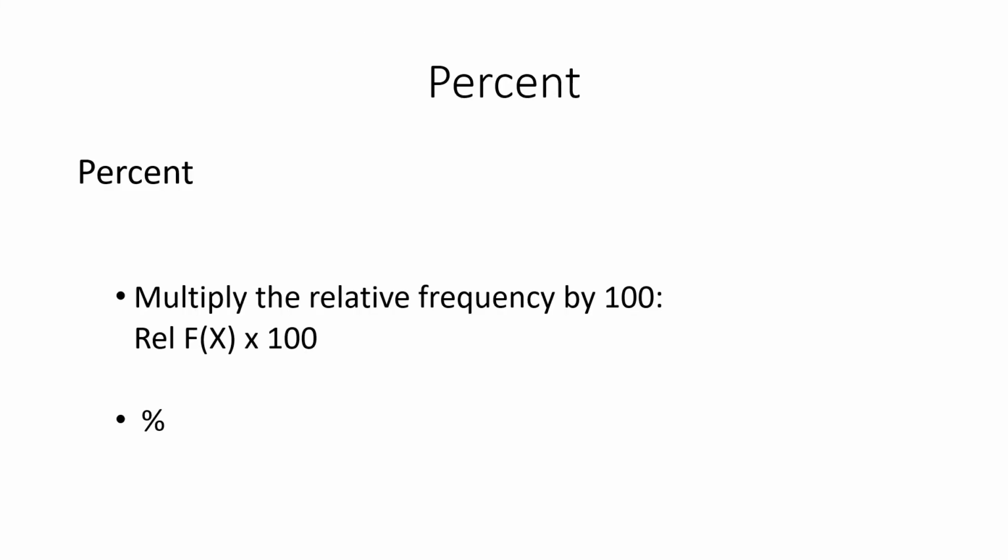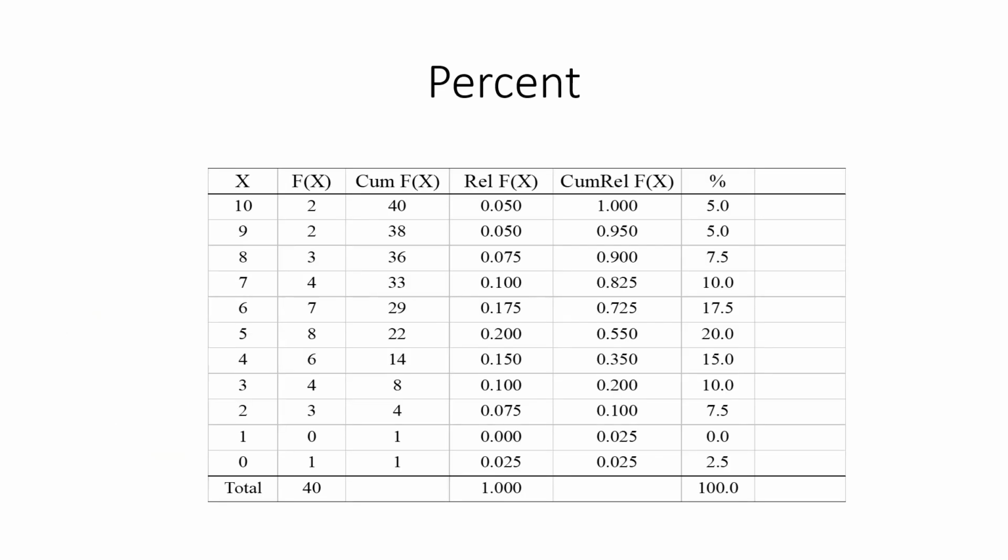Next one is percent. Percent is very easy to do. Take your relative frequency and multiply by 100. So percent equals relative f of x times 100. And we just denote it by the percent symbol. So we've got the percent here, and again, percent equals relative f of x times 100. So take this relative f of x column here, multiply it by 100.